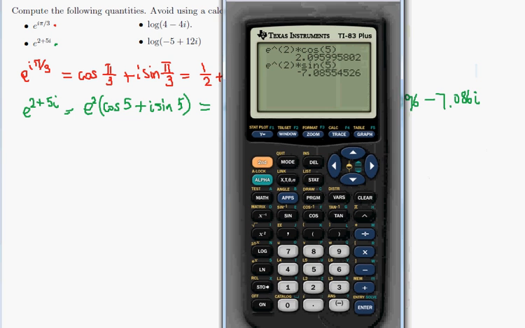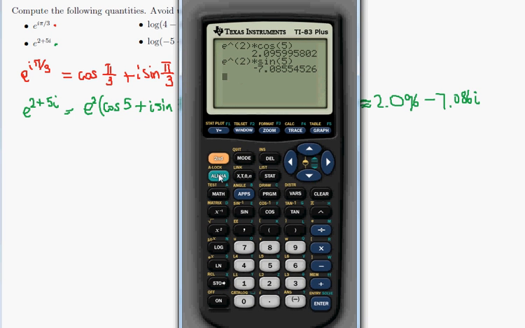Now let's check to see if that actually works out. So let's do that in the calculator. If I take e to the 2 plus 5i, we get 2.095, that's the first part, minus 7.0855, and that'll be the second part. So that is all to say that the answer in the calculator confirms what we just did.